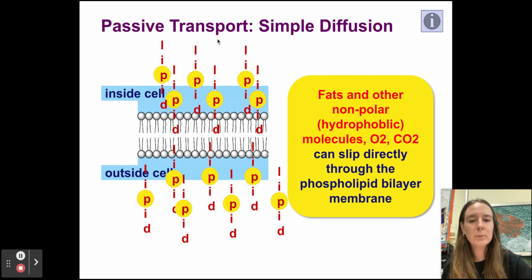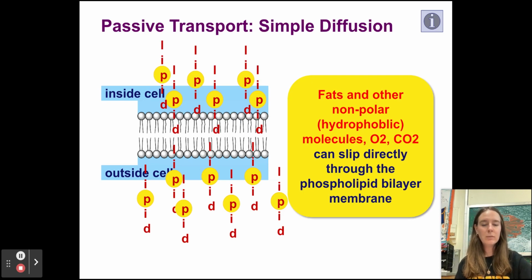Now, for passive transport, we're talking about simple diffusion. Remember, diffusion is the movement of molecules or particles down their concentration gradient. So from a high concentration to a low concentration across a membrane. So if we look at this example here, we see outside the cell, there's a higher concentration of lipid, and the lipid can diffuse across the membrane passively without any energy because it's following its concentration gradient. It's going from a high to a low concentration.